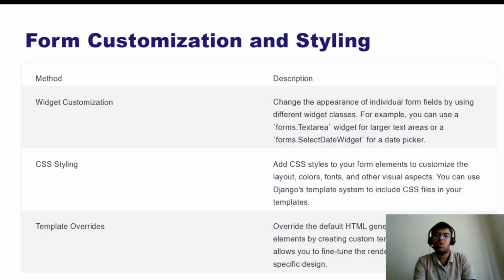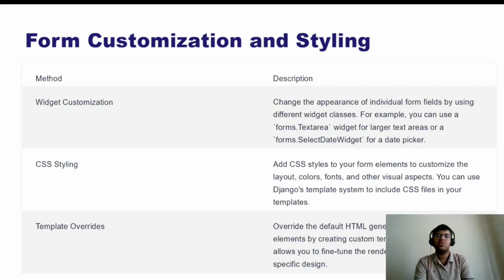Next is form customization and styling. Now here we have three methods, including their descriptions. Let's see widget customization. It involves changing the appearance of individual form fields by using various widget classes. Example: forms.Textarea widget, which is used for larger text areas for writing your text. Next is CSS styling.